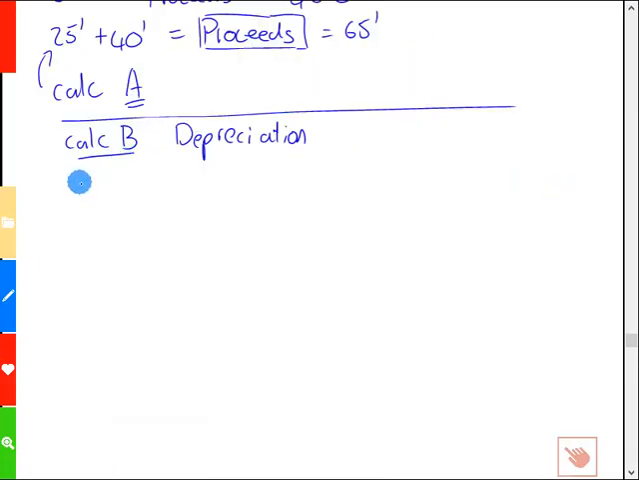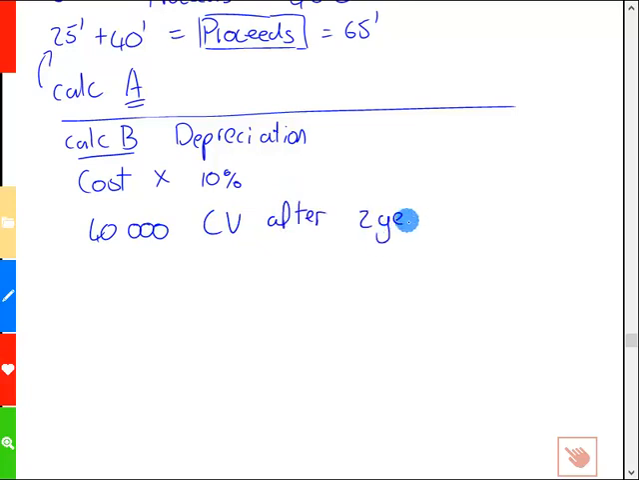So we know depreciation is calculated at cost times 10%. We know the 40,000 Rand is the carrying value after 2 years. How much depreciation per year? 10%. So after 2 years we would have already depreciated 2 times 10% is 20%. So how much does this carrying value represent of the original cost?